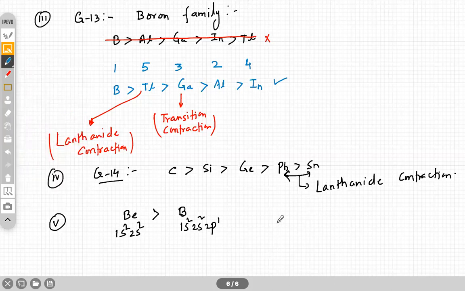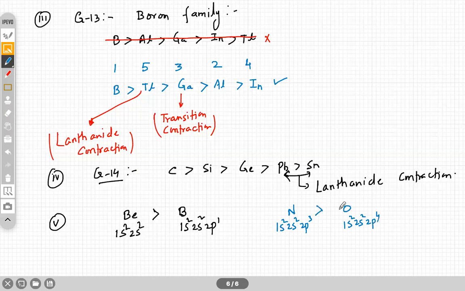Okay, if we talk about nitrogen and oxygen, so 1s2 2s2 2p3, 1s2 2s2 2p4. Nitrogen has more ionization energy than oxygen because of the half-filled p3 configuration.